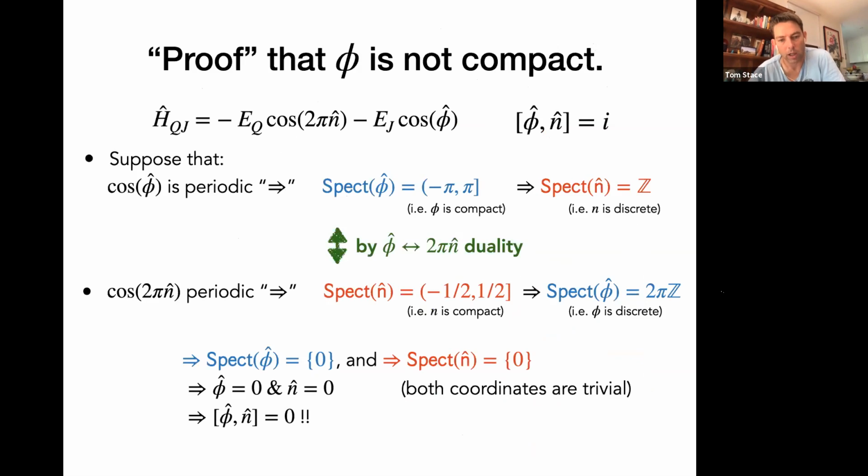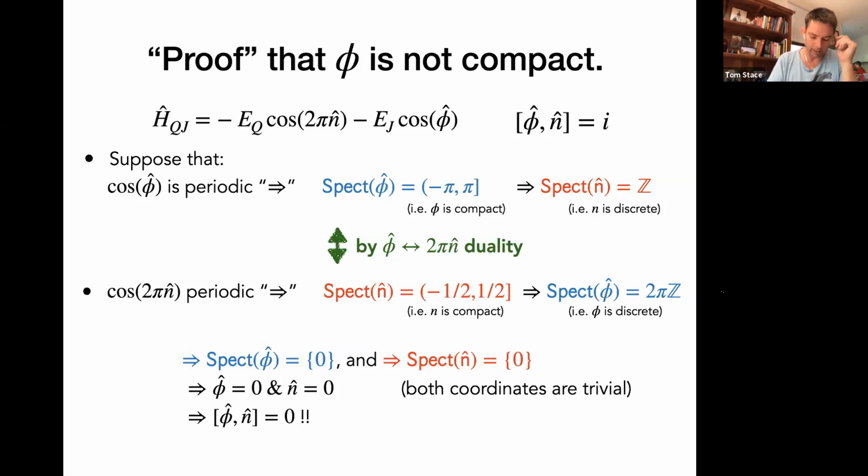So I've harped a little bit on the structure of that Hamiltonian, but I want to describe a quasi-proof that this quantity phi is not a compact coordinate. And so I'm going to invoke a duality, so it's not a formal proof. It just relies on a statement about duality, but here it goes.